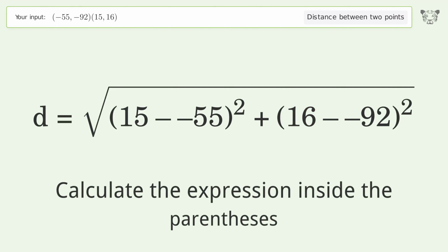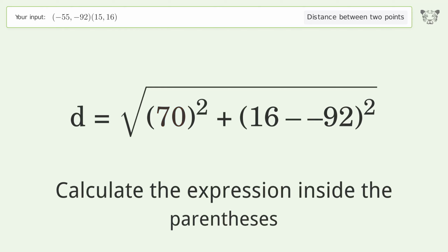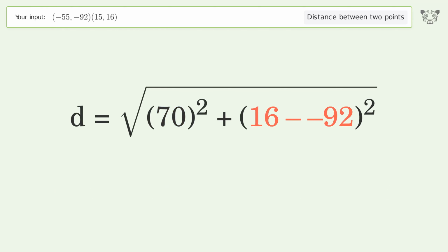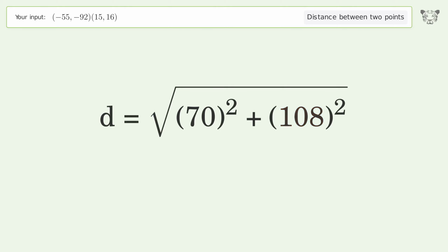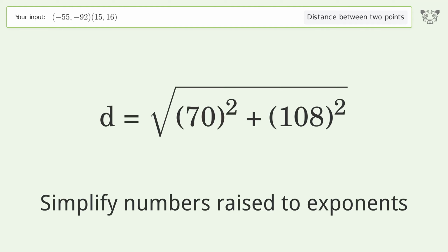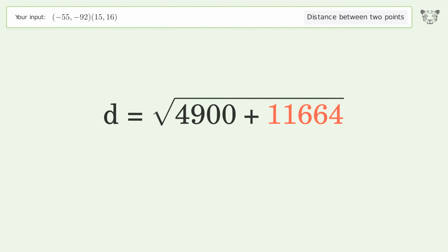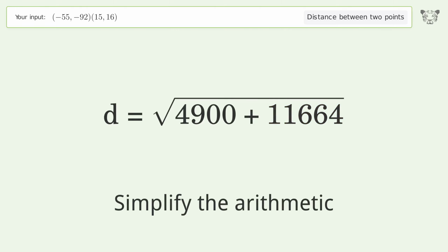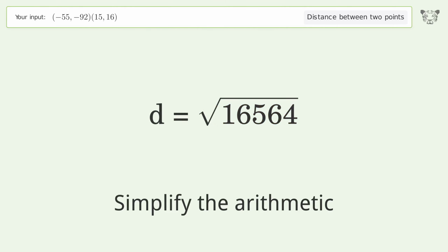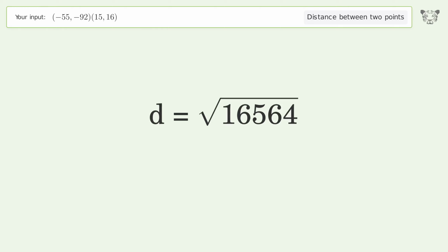Calculate the expression inside the parentheses. Simplify numbers raised to exponents. Simplify the arithmetic. And so the distance between the 2 points is the square root of 16,564, or 128.701.